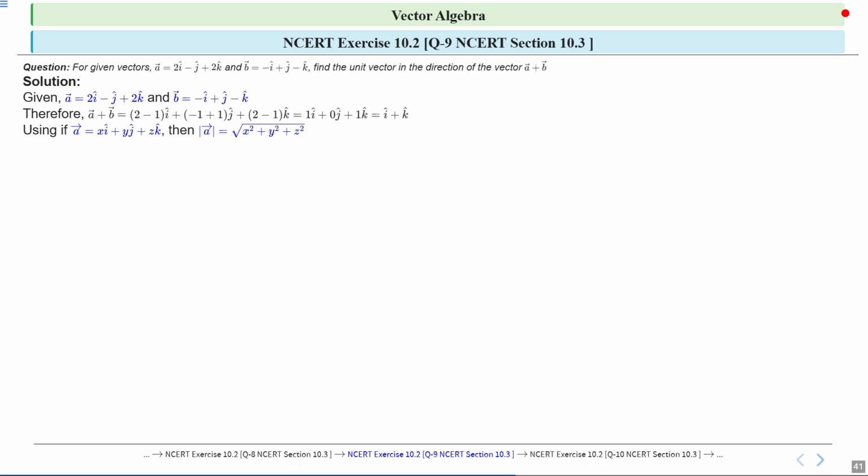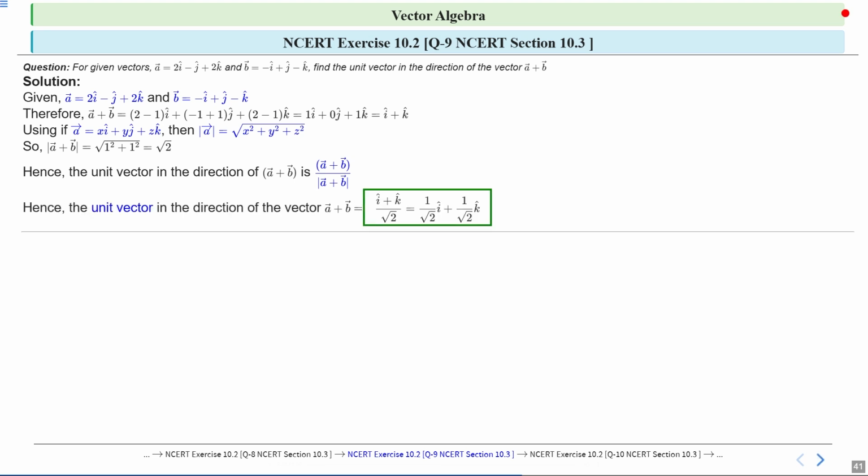Now using if a vector is equal to x i cap plus y j cap plus z k cap, then magnitude of a vector will be equal to root over x square plus y square plus z square. And so magnitude of a vector plus b vector will be equal to root over 1 square plus 1 square, which is equal to root 2. Hence, the unit vector in the direction of a vector plus b vector is a vector plus b vector upon magnitude of a vector plus b vector. Hence, the unit vector in the direction of the vector a vector plus b vector will be equal to i cap plus k cap upon root 2, and it is equal to 1 upon root 2 i cap plus 1 upon root 2 k cap.